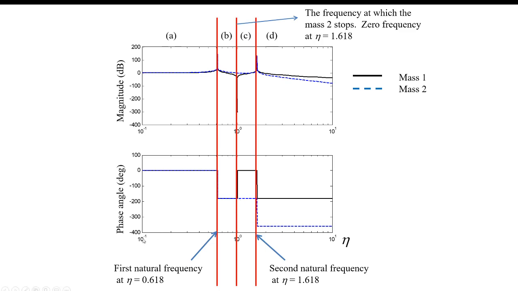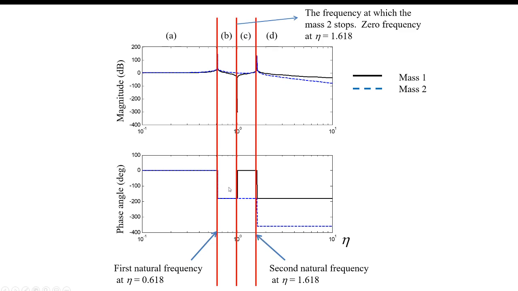The x-axis is in terms of eta, and it's a logarithmic plot. The first natural frequency, eta equal to 0.618, is around here. You can see this is 0.1, 0.2, 0.3, 0.4, 0.5, 0.6. It's around there. And the second natural frequency is between 1 and 2, at 1.618.